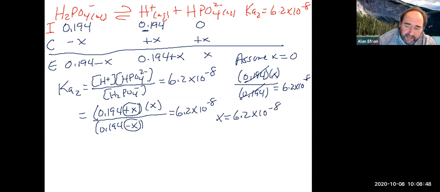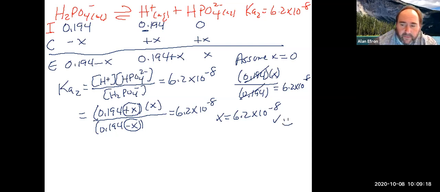Here, like normal, again, we made the assumption, so we do want to make sure that we check it. We're going to take 6.2 times 10 to the minus 8, divide it by 0.194, and times it by 100. And we are nowhere even near 1%, so it's less than 1%. So the check is good in this particular case.